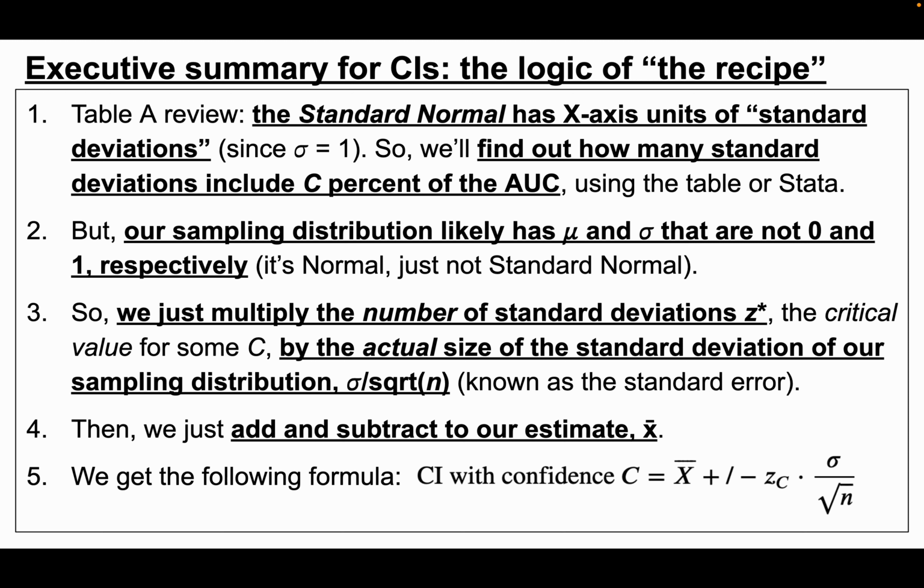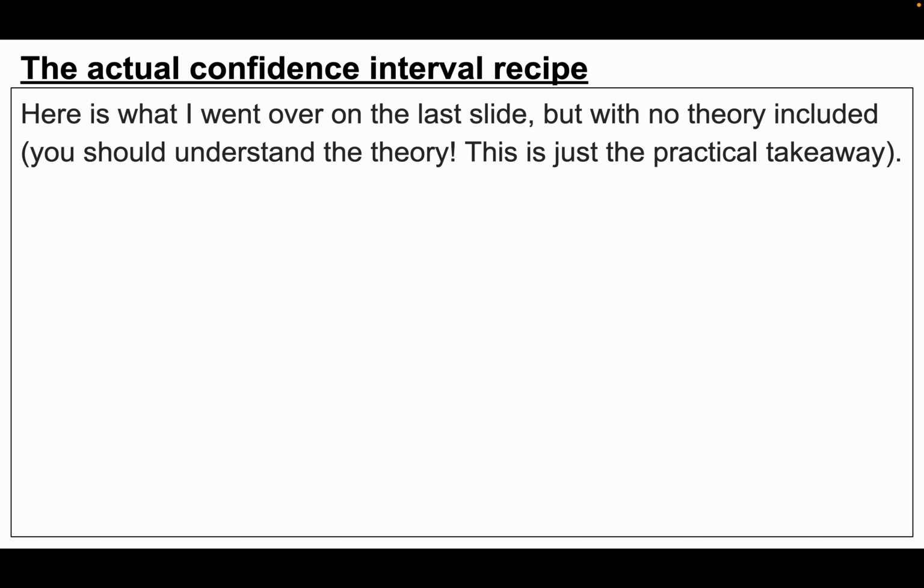And this formula should capture the parameter C% of the time. We only do it once, so we just need to keep in mind that the procedure has a long run probability of working 95% of the time, or 90% or 99%. So this formula will capture that true parameter in its boundaries, some C% of the time. So that leads us to the following recipe.